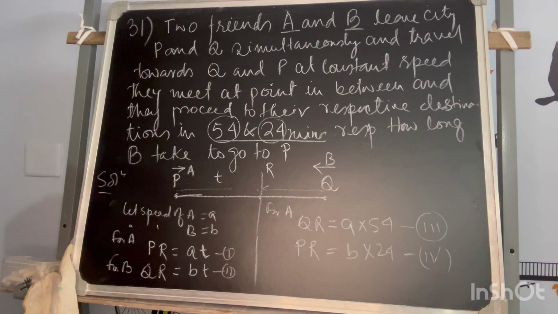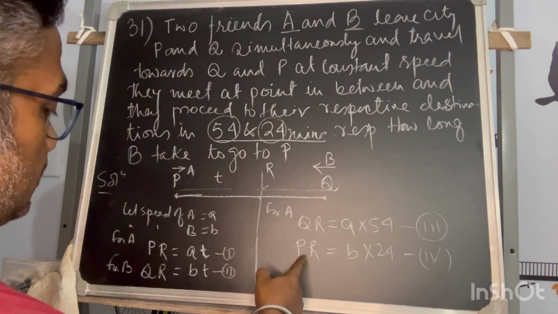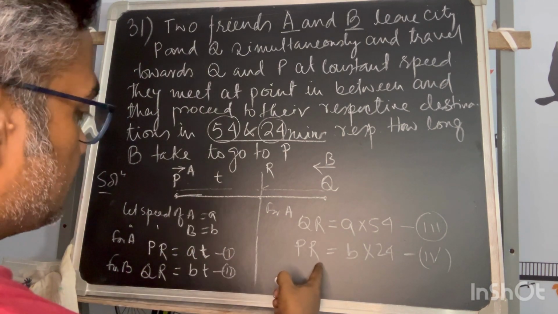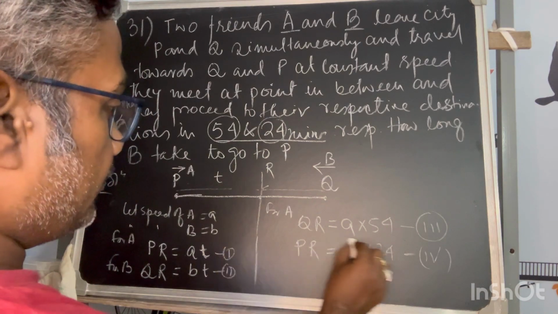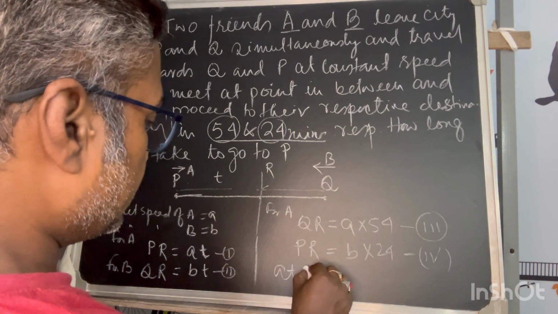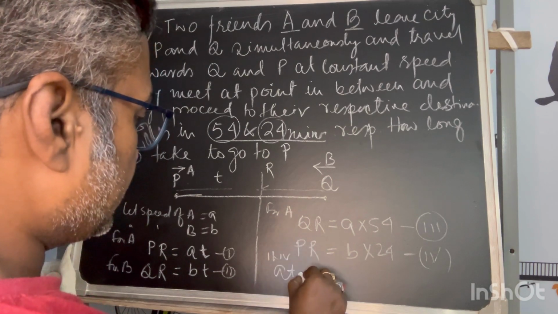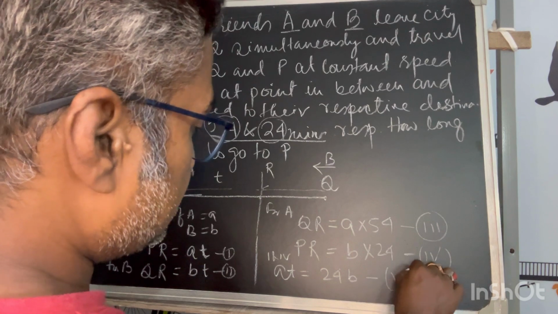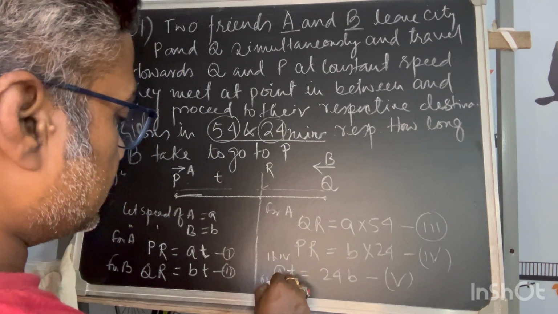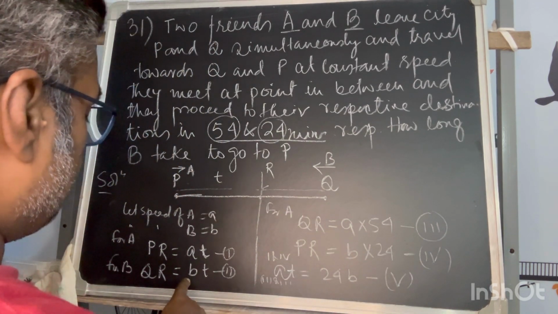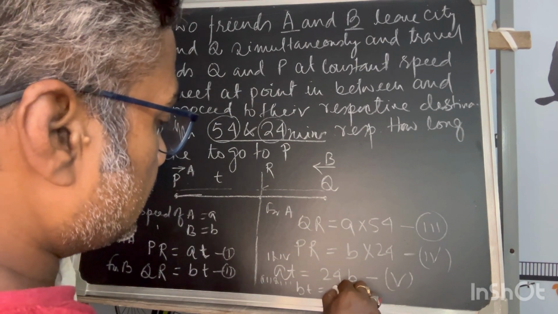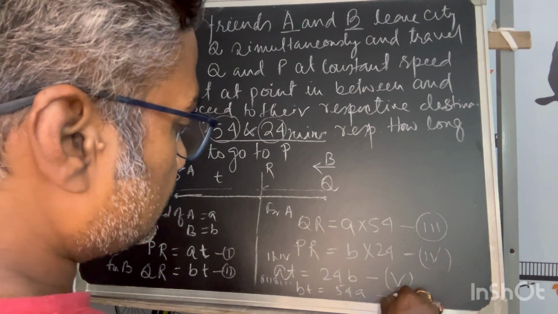Okay, so now this is PR, and this PR is the same. So we can write from 1 and 4, A into T is equal to 24B. This is your fifth equation. And from 2 and 3, because QR should be the same, BT is equal to 54A. This is your sixth equation.